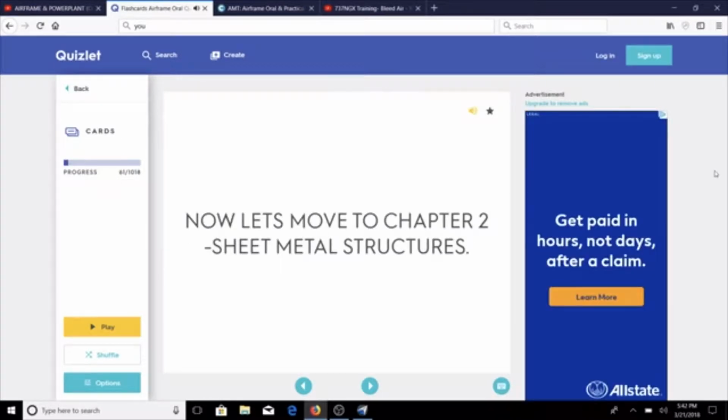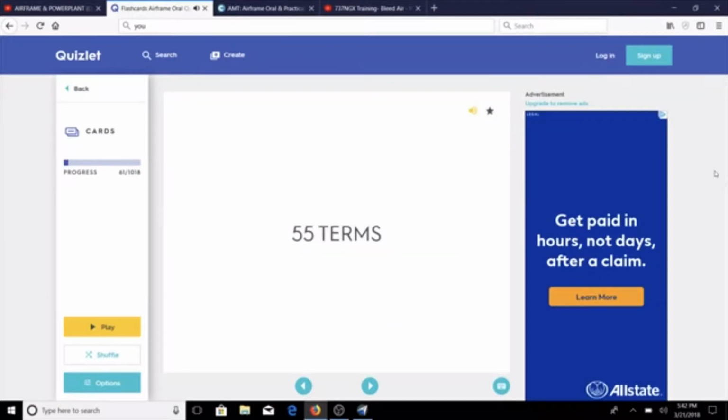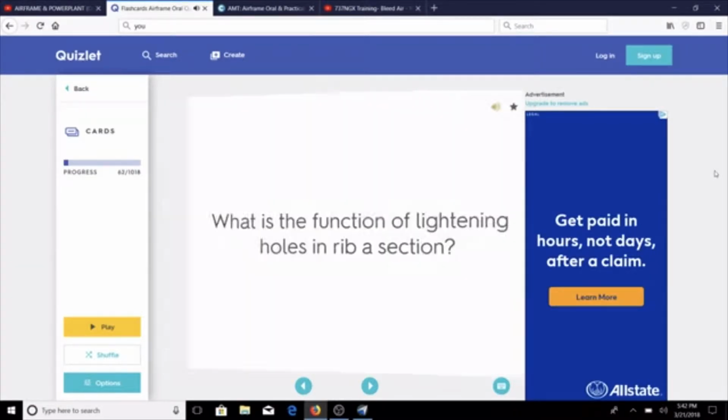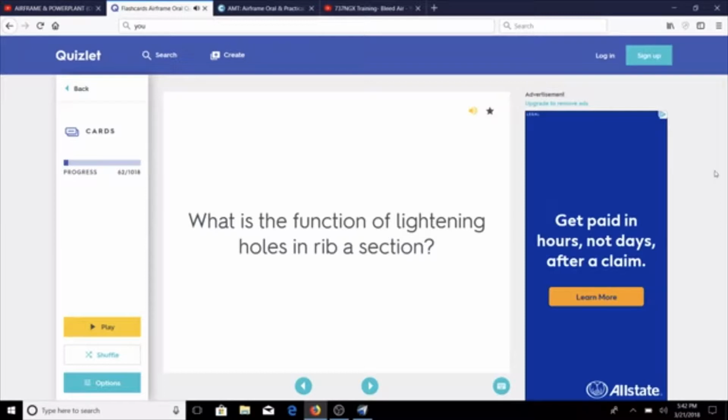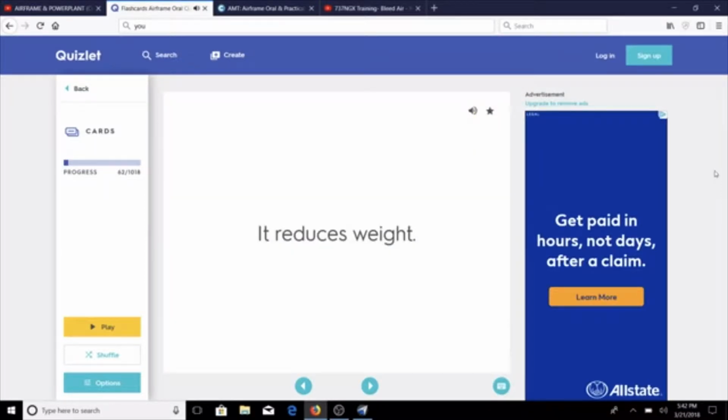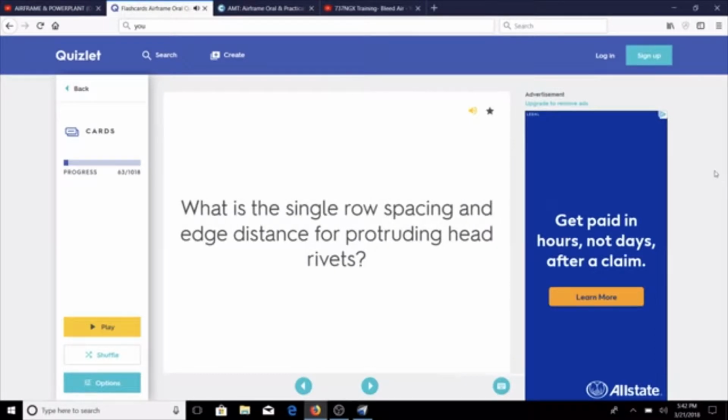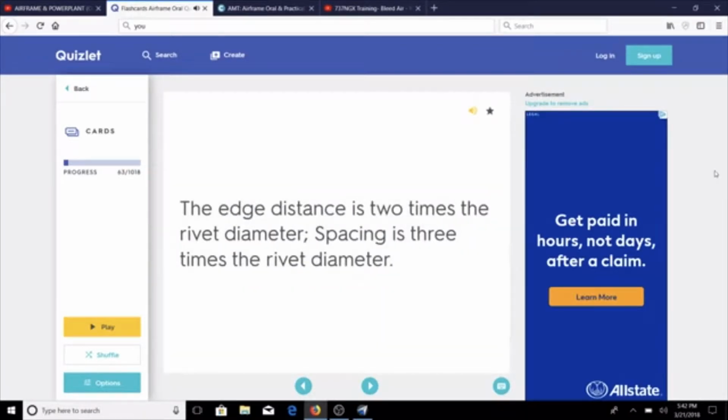Now let's move to Chapter 2, Sheet Metal Structures. 55 terms. What is the function of lightening holes in a rib section? It reduces weight. What is the single row spacing and edge distance for protruding head rivets? The edge distance is 2 times the rivet diameter. Spacing is 3 times the rivet diameter.